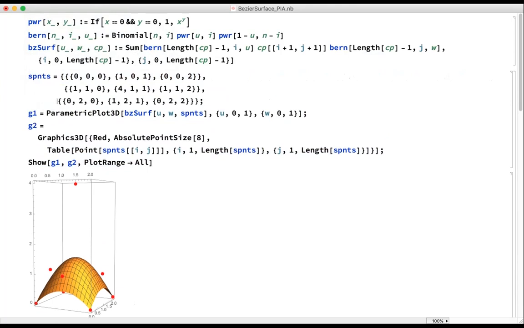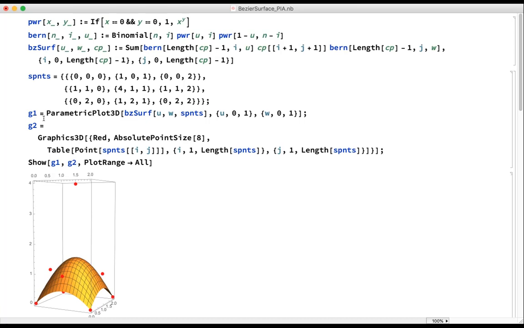The control points can be defined in matrix form, right? 0, 0, 0, 1, 0, 1, 0, 0, 2. This one, and then, okay, this is a biquadratic surface, because we have three points in the u and v directions.